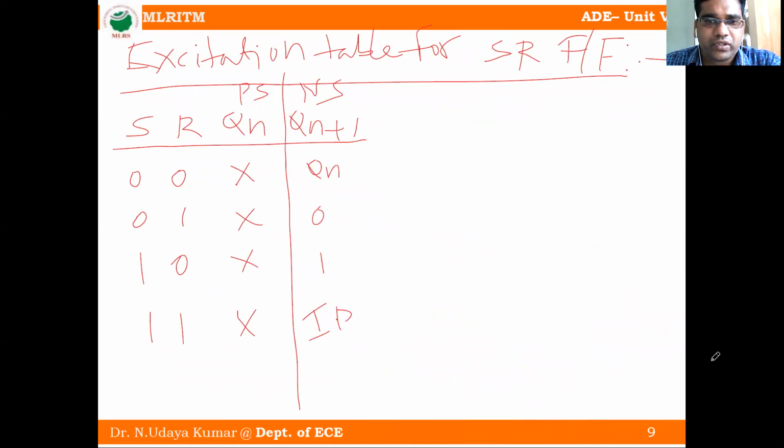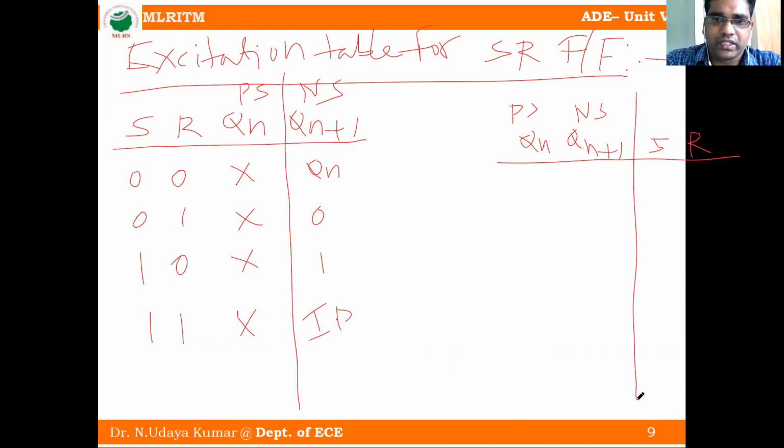So for the excitation table, our first job is to write the truth table for SR flip-flop. So just now I wrote the truth table for SR flip-flop. So from that, again we have to write here present state Qn and Qn plus 1 next state. So this is present state, next state, and here S and R. So these are the mandatory inputs.